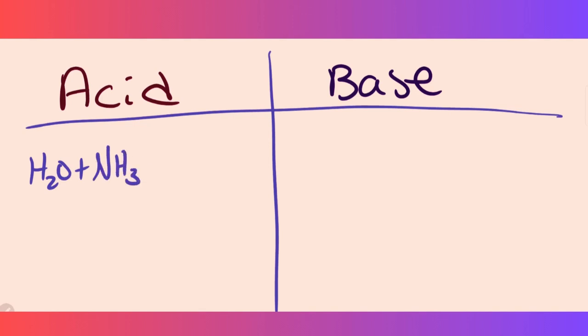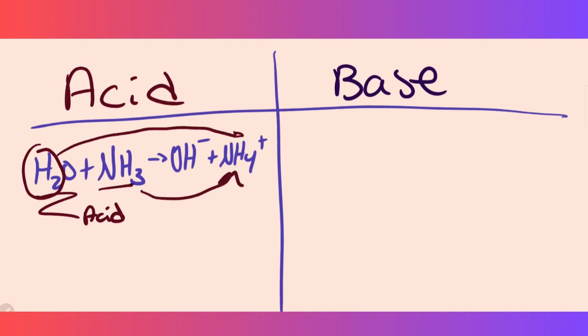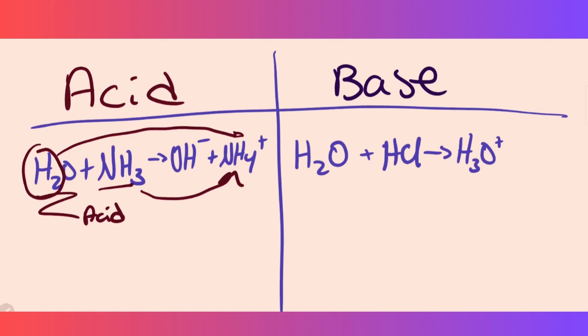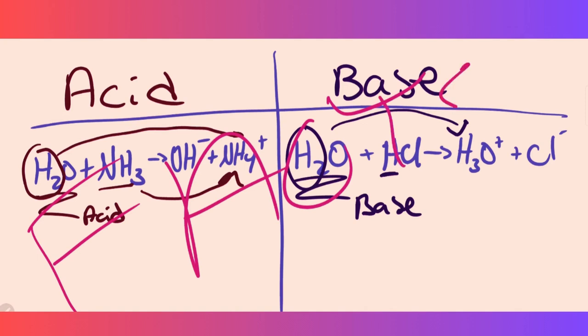An example of water as an acid would be adding it to ammonia, which is basic, to get hydroxide and ammonium. So this H2O acts as an acid because it gives a proton over to ammonia to create the ammonium. In terms of acting as a base, if you add water to hydrochloric acid, you get hydronium and chloride. So this H2O acts as a base because it accepts a hydrogen from hydrochloric acid to become hydronium.